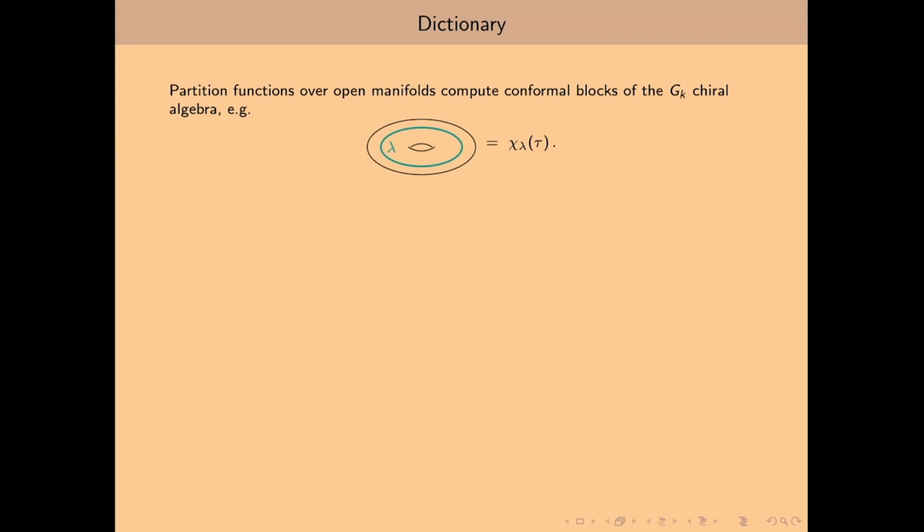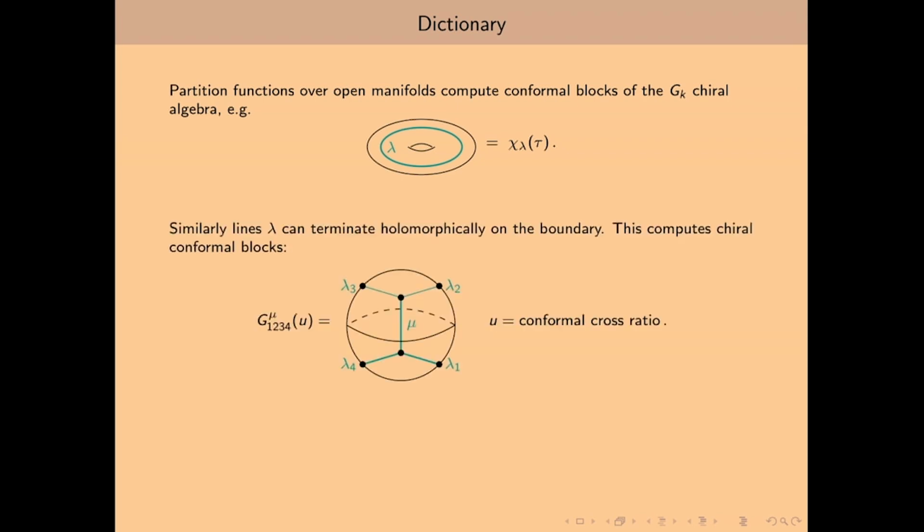So, for example, if you take a solid torus, and you put a line lambda, then it computes a character for the chiral algebra. This we will need afterwards. And if you make lines end on the boundary, like this on the sphere, it computes some conformal blocks. So that's kind of the basic dictionary. That's all I will need in the talk. There are many more things, but I don't want to go into too much detail.